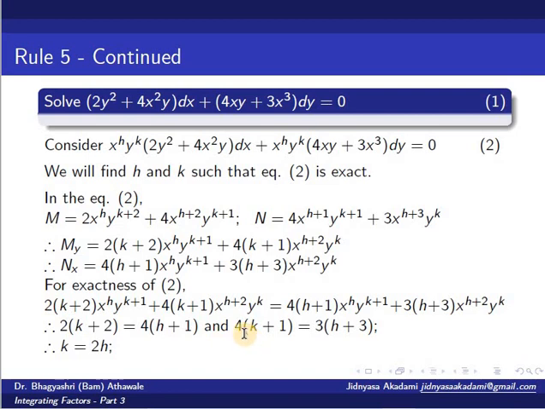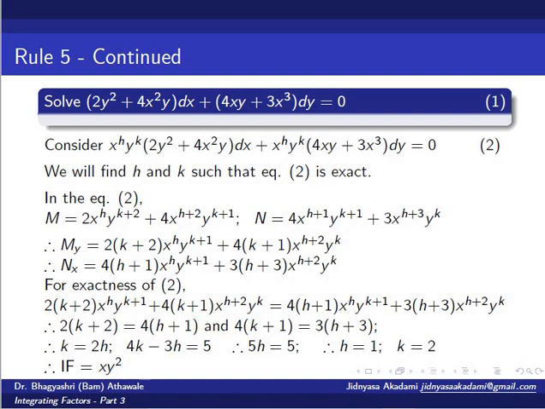The second equation is 4 into k plus 1 is equal to 3 into h plus 3, that is 4k minus 3h is equal to 9 minus 4. So it is 4k minus 3h is equal to 5. If I put k is equal to 2h, it is 8h minus 3h, that is 5h is equal to 5. So h is equal to 1, and therefore k is equal to 2. So x y square is my integrating factor.